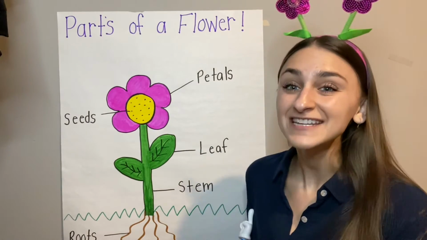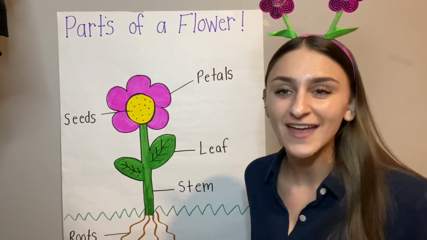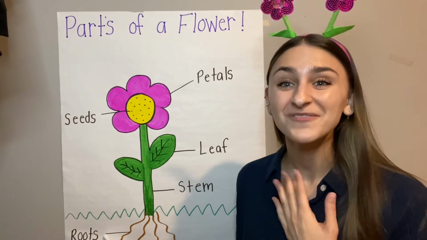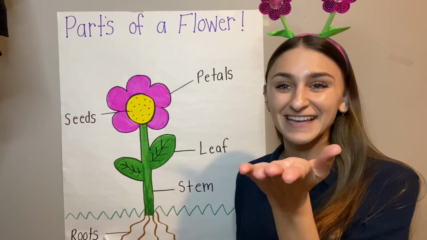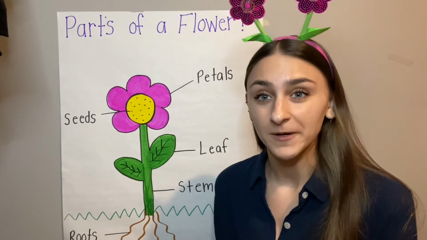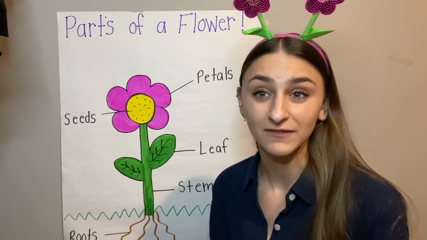And last but not least, do you know what these parts right down here are called? Those wiggly strands? Those are called the roots. Can you say roots? Beautiful job, bumblebees. So we just learned the parts of a flower, and we're going to explore them a little bit more when we learn about the life cycle of a flower.